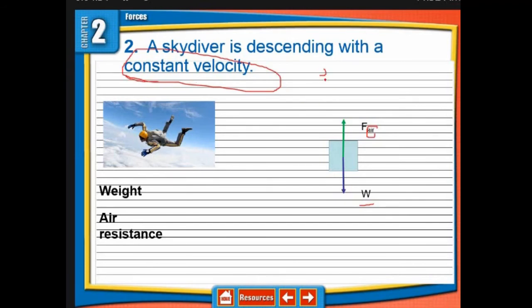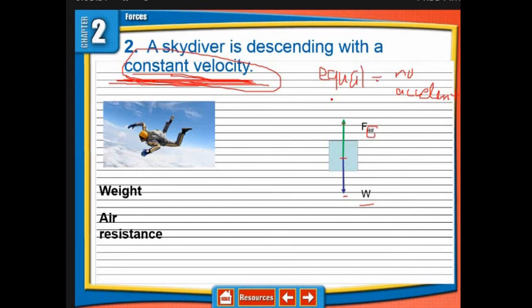They will be of equal length because there is no acceleration happening. Why? Because the skydiver is moving at a constant velocity. The skydiver didn't go faster or slower, so there is no acceleration. And it's also not changing its direction because it always goes downward. So when I draw the free body diagram, the weight and the air resistance are equal, but in opposite directions. They are the same length, so they are balanced. Again, the length of the arrows would be equal if the object is not accelerating.